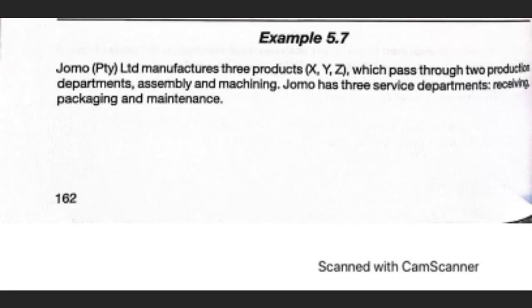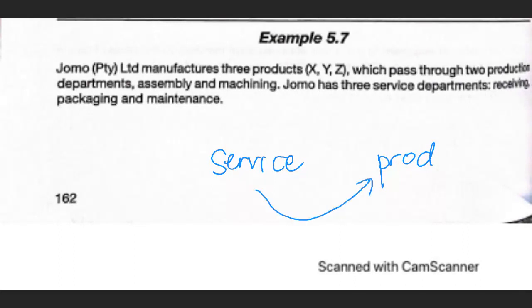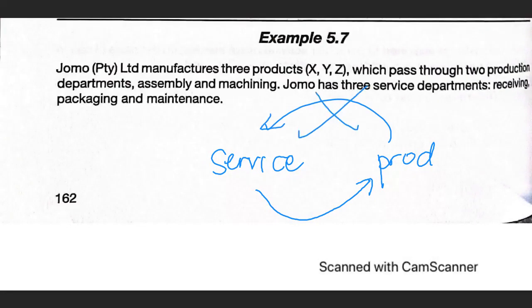If you remember, with the direct method, we said that there were service departments and there was production departments. So here, the service department will allocate its costs to the production departments, and it's only in this way that the costs get allocated. It's never going to be from production to service. It will never be that. It'll only be that the service department's costs get allocated to the production departments.